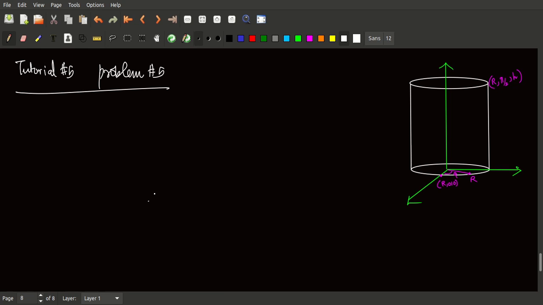So let's look at problem number 5 of tutorial number 5. In the figure we have to find the geodesic, that is the shortest path between 2 points A and B. Those points are given. A is at (R, 0, 0) and B is at (R, pi by 2, h) of the cylindrical polar coordinate system. Therefore we have to use this cylindrical polar coordinate system here. We have to find out the total length of this geodesic.